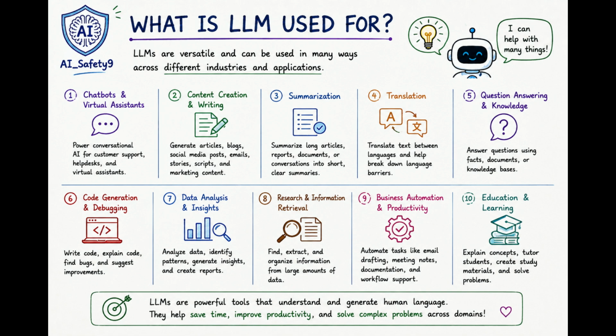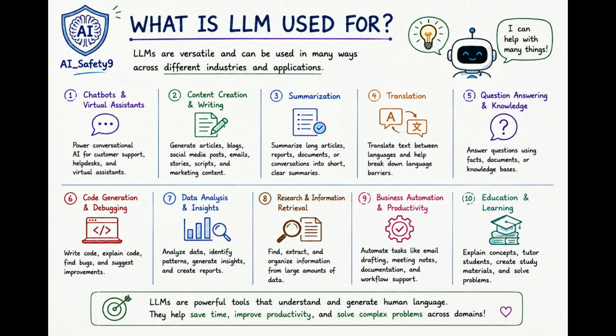They also serve as powerful knowledge assistants, answering questions using information from documents, knowledge bases, or other trusted sources. For software developers, LLMs can write code, explain existing code, detect bugs, and even suggest improvements, making software development faster and more efficient. Businesses are using them to analyze data, identify patterns, generate insights, and create reports, helping teams make more informed decisions. LLMs can also retrieve information from large collections of documents, making research much faster than traditional search methods.